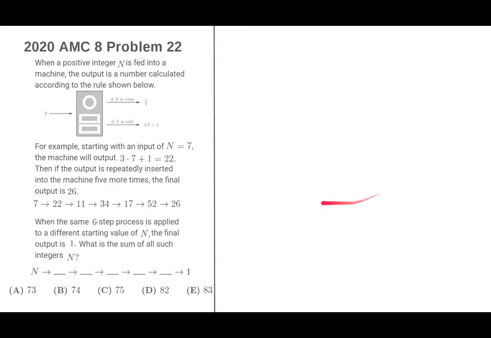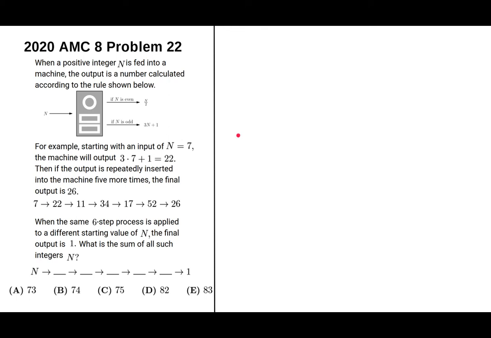Today I'm going to be presenting 2020 AMC 8 problem number 22. When a positive integer n is fed into a machine, the output is a number calculated according to the rule shown below. If n is even, then do n divided by 2. If n is odd, then multiply n by 3 and add 1.